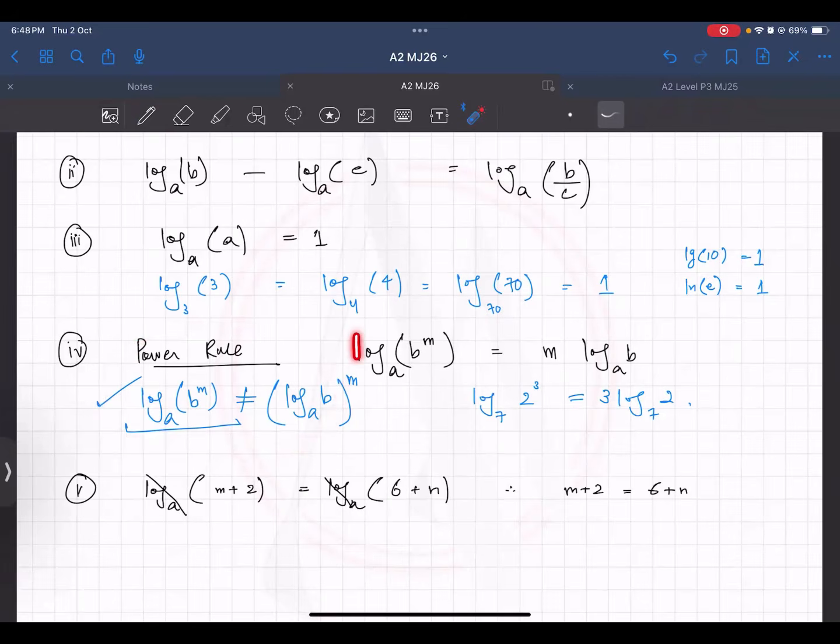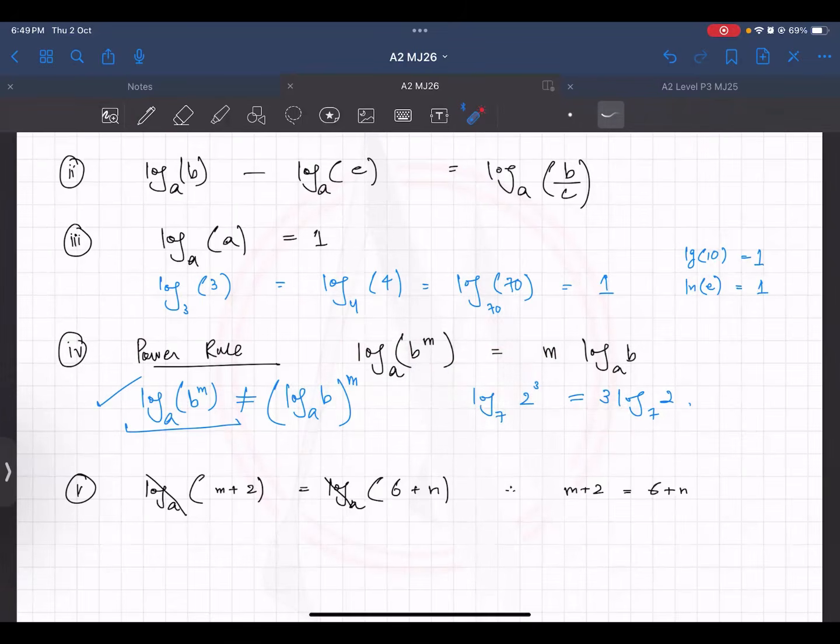The power rule. So look, you have log a of b power m. The inside is raised to a certain power. So what happened? You can bring the power down and multiply. So it was b power m, and the m came down and multiplied with the complete log. So look, log 7 of 2 power 3. The 3 can come down. So this becomes 3 log 7 of 2.